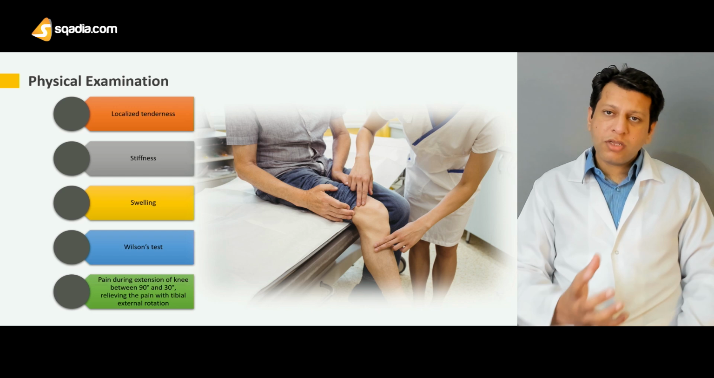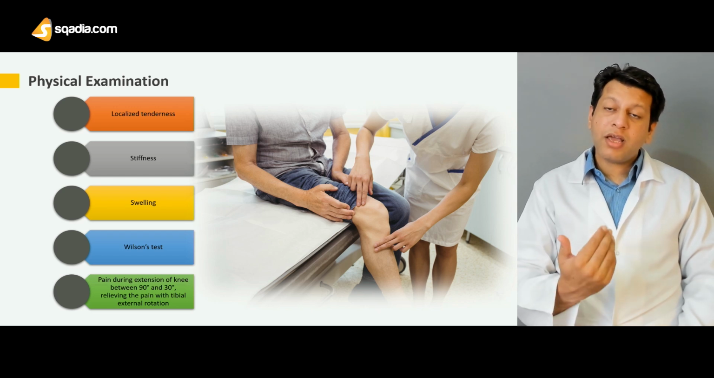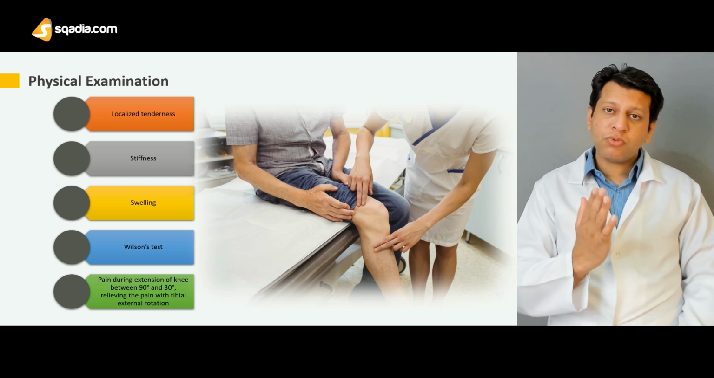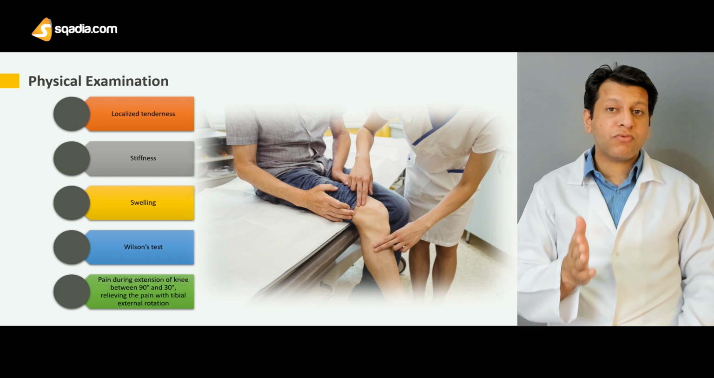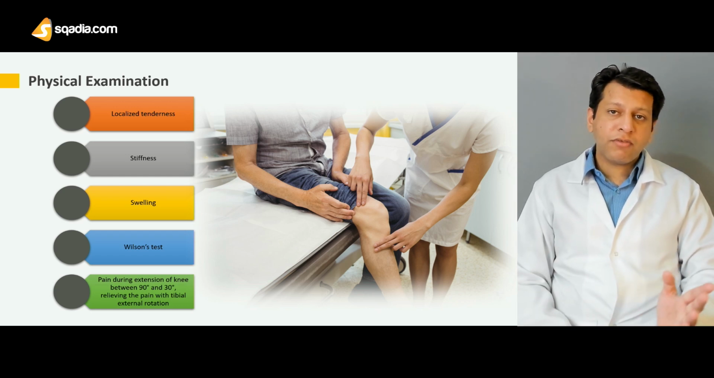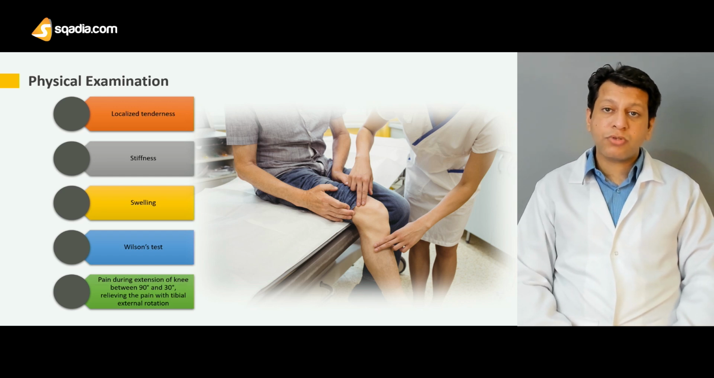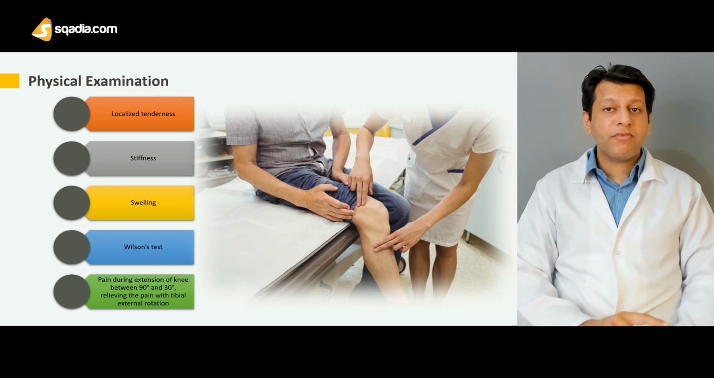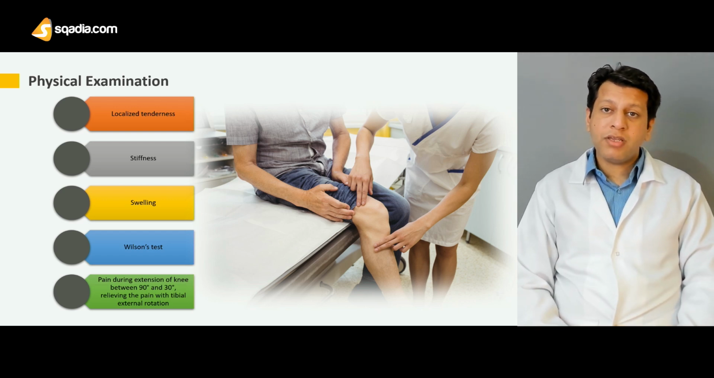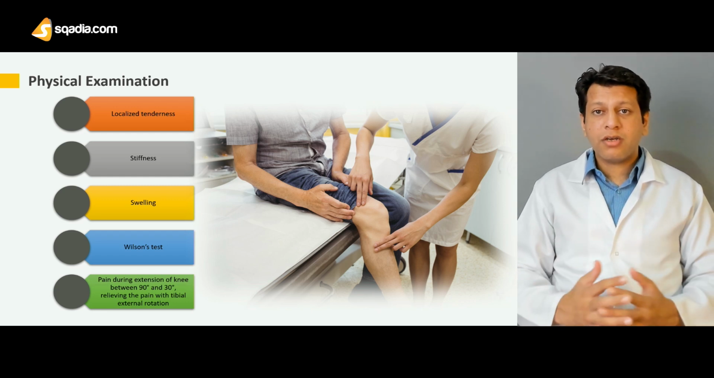Why? Because the involvement is mostly of the posterior lateral aspect of the medial femoral condyle. Therefore, when we are internally rotating, the maximum stress is on the posterior lateral aspect of the medial femoral condyle. But when we externally rotate the tibia, the forces are transmitted towards the posterior medial aspect of the lateral femoral condyle. Therefore, that area is normal, and the patient becomes pain-free. And this is when, if the Wilson test is positive, one must suspect osteochondritis dissecans and should be thinking of other differentials as well.